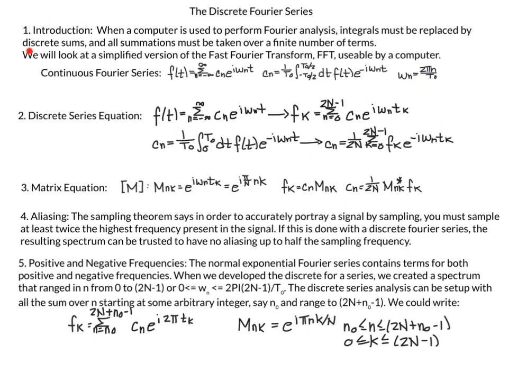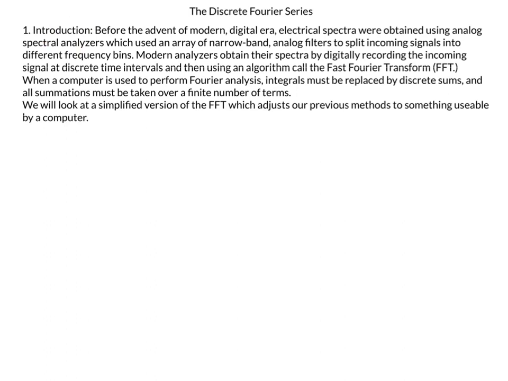So we'll start back up here with a little more of an introduction. Before the advent of the modern digital era, electronic spectra were obtained using analog spectral analyzers, which used an array of narrow band analog filters to split incoming signals into different frequency bands. But now we obtain spectra digitally by recording the incoming signal at discrete time intervals. As you know, when you do digital, you're sampling, so the time intervals are discrete. And then we use an algorithm called the fast Fourier transform, the FFT.